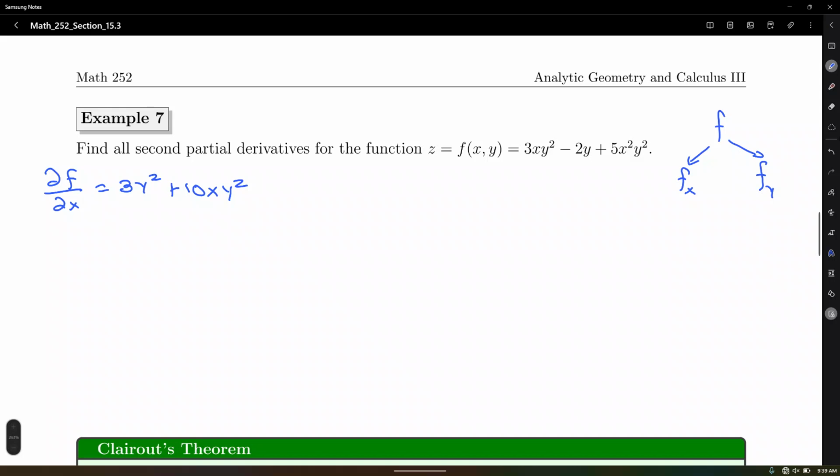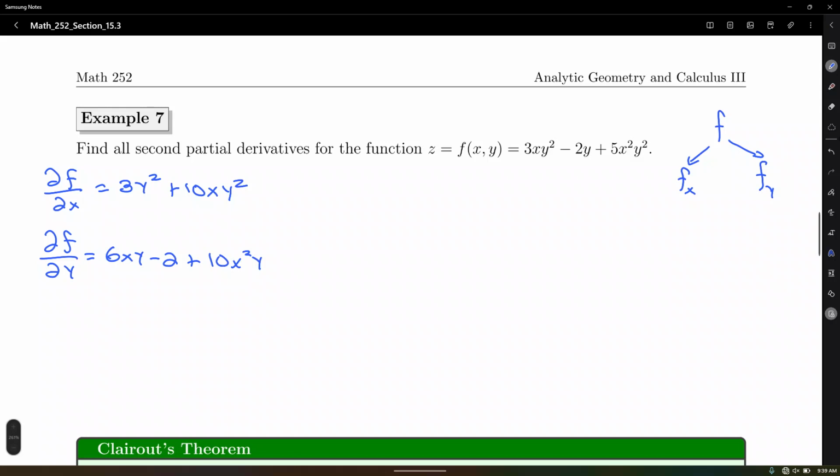Okay? All right. So now let's find the derivative with respect to y. So the derivative of y squared, that's 2y times 3x, that's equal to 6xy. The derivative of negative 2y, is that negative 2? And the derivative of another y squared, that's just 2y times the 5x squared, that's a plus 10x squared y. All right? Okay, so we're good with the first two partials, but that's not the question.